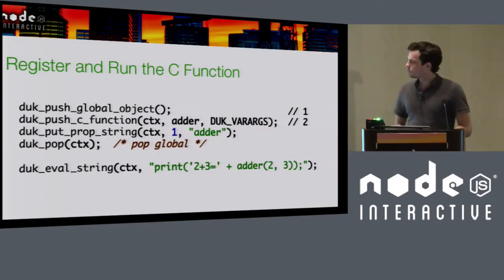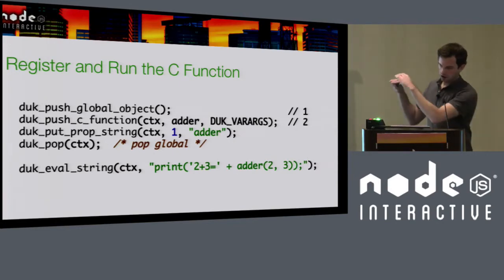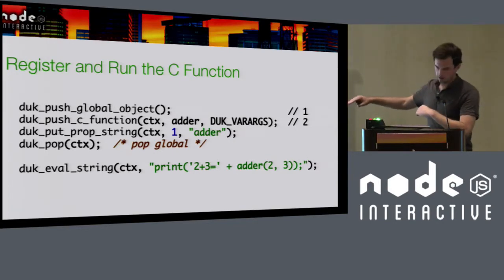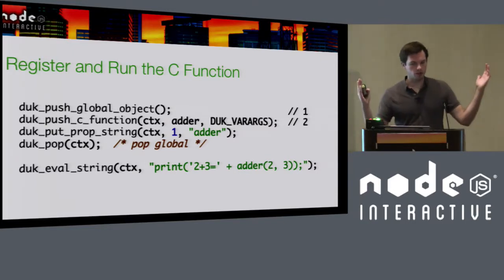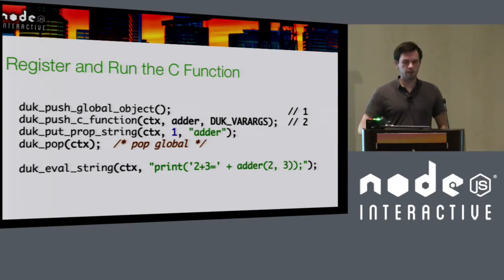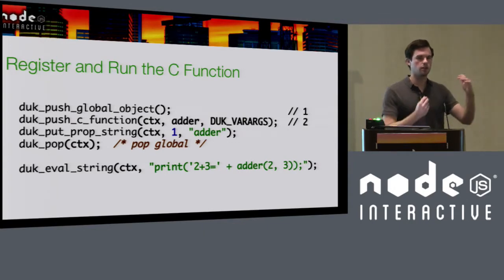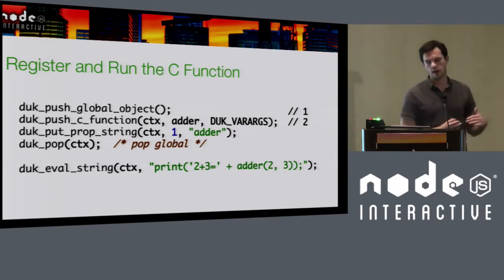So the way you do that is by saying all the code that I just showed you before executing on top of the variable stack. And then at the end you can say, duk_eval_string, print 2 + 3 is adder 2 + 3, because we registered this function in the global object, and now it's available.